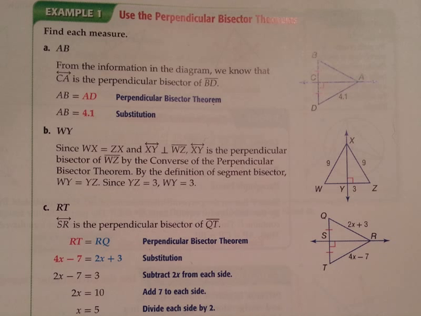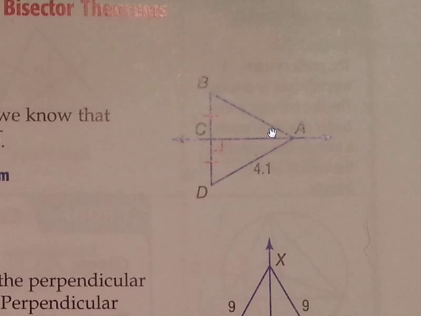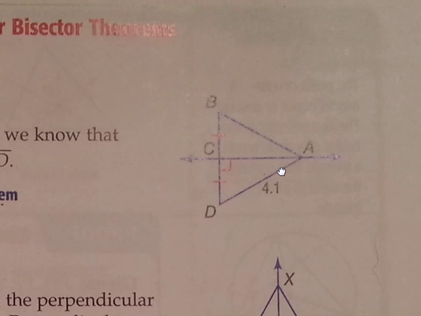All right, here's a picture of the book. I figure it'd be the easiest way to do it instead of me drawing it out. But let's take a look. It's real quick and easy. It says find each measure. It says find AB, which is right here. It's got a little bit of glare. I took a picture of it and put it on here. Let's see what we want to do. We want to find what AB is.